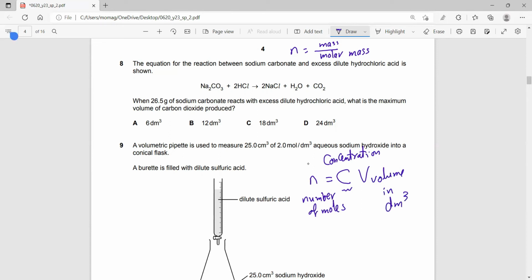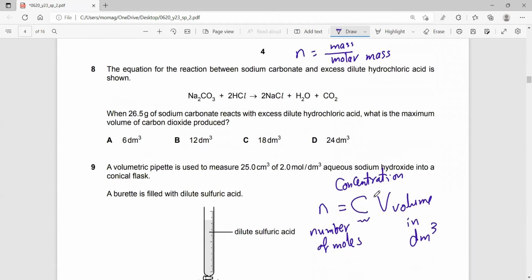Pause the video please for a second and recall: decimeter cube is equal to 1 liter, is equal to 1000 cubic centimeter, is equal to 1000 milliliters. Bismillah. We start question 8.